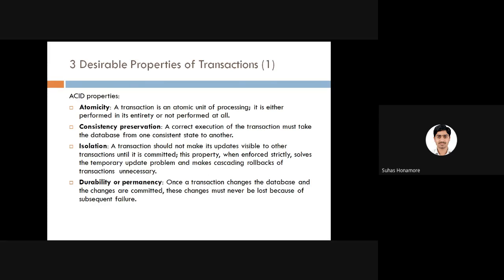Hi all, we'll move ahead with our new topic, DBMS. So, ACID properties. For a transaction, we have some properties. Transaction properties we also call ACID properties. Here A stands for atomicity, C stands for consistency, I stands for isolation, and D stands for durability. So what are these we studied?